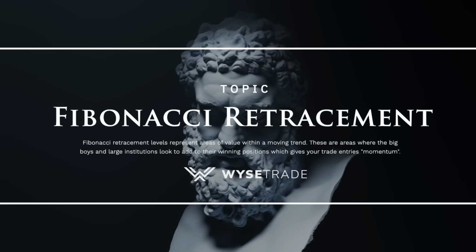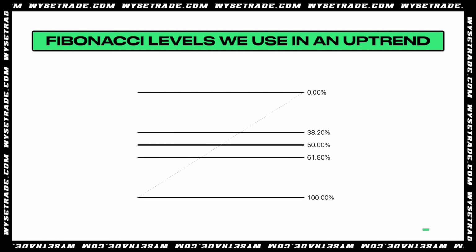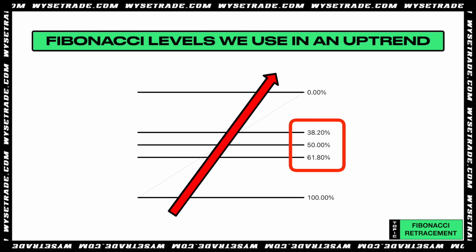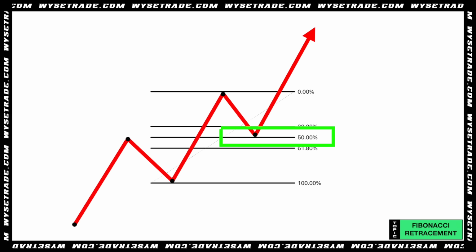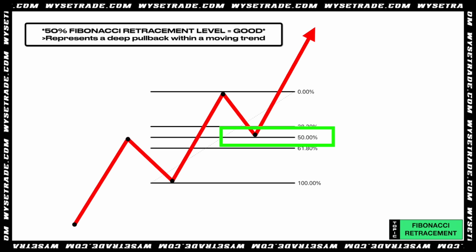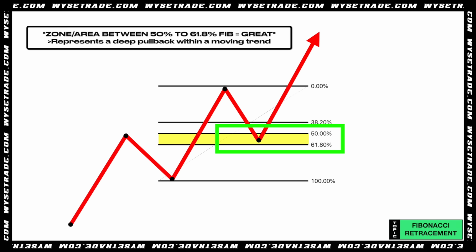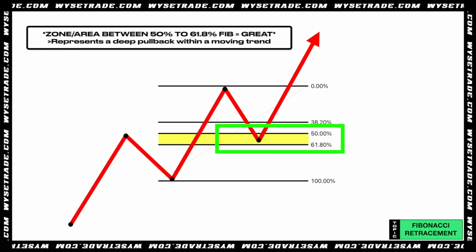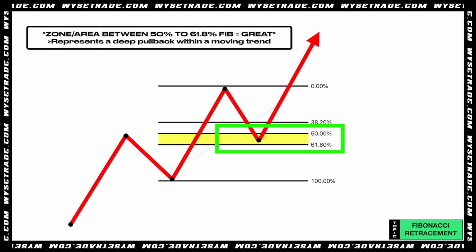Starting with Fibonacci retracement. So in an uptrend, these are the Fibonacci levels we look for. First, the 50% Fibonacci level, which is what we call good because it represents a deep pullback within a moving trend. Next is the zone and area between 50% Fib and 61.8% Fib, which is what we call great because it represents a deep pullback within a moving trend.